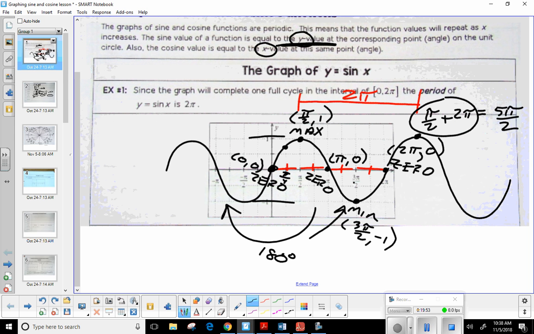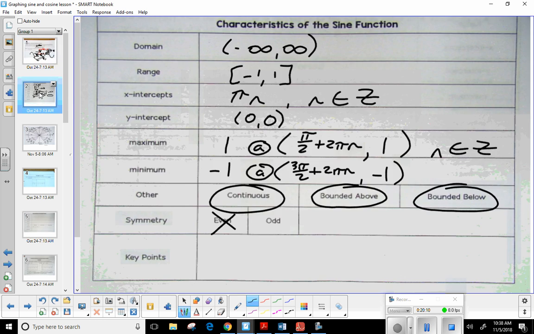What do you think about sine? Could I rotate it 180 degrees and get the same graph? Yeah, absolutely. In fact, this minimum right here would become this maximum and vice versa. Yeah, you would get the exact same graph. So sine is odd. Okay. This means we have symmetry with respect to the origin.